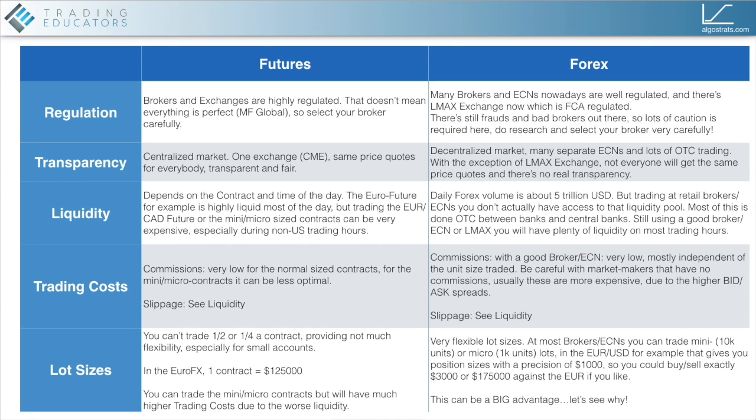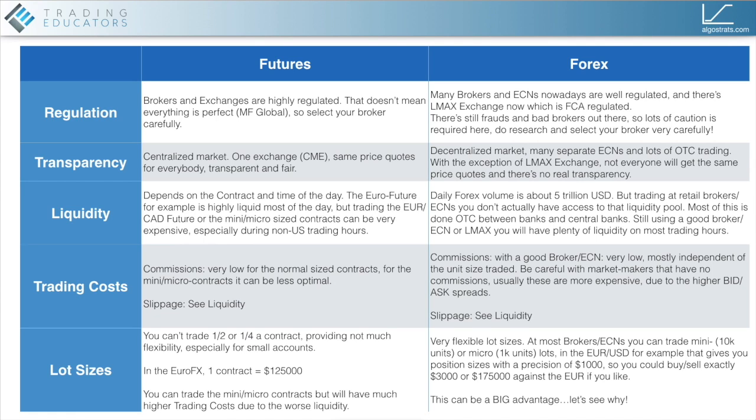Now the last point I want to talk about is lot sizes. And in the futures, that's not very flexible because you can only trade one lot. You can't trade like 1.5 lots or a quarter lot, and that doesn't provide a lot of flexibility, especially for small trading accounts. So in the Euro FX, for example, one contract means trading $125,000, which quite often is going to be too much if you have a small account. Now you can trade the mini and micro contracts, which are smaller, but if you do so, you're going to have higher trading costs due to the worse liquidity in these markets, which can be quite an issue depending on your trading style.